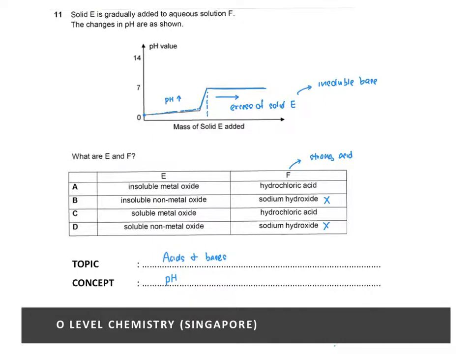So the fact that the pH remains at 7 tells you that after all your acid has been reacted, the extra base that's added does not dissolve, does not ionize in water. So that would mean that it is an insoluble base, and bases are actually metal oxides, not non-metal oxides. So the answer is A.